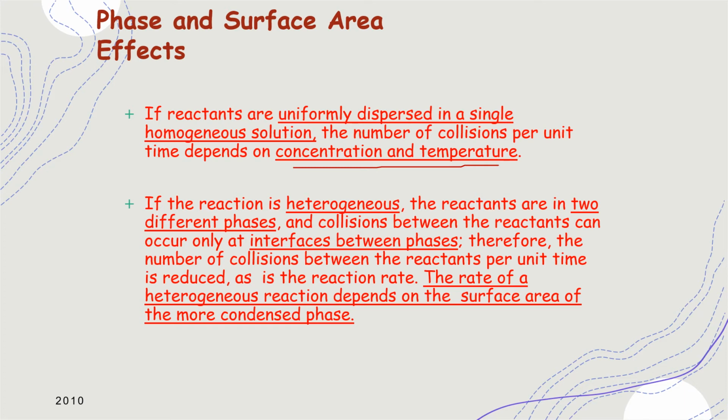Therefore, the number of collisions between reactants per unit time is reduced, and so is the reaction rate. Now, the rate of a heterogeneous reaction depends on the surface area of the more condensed phase. This is what you need to remember.